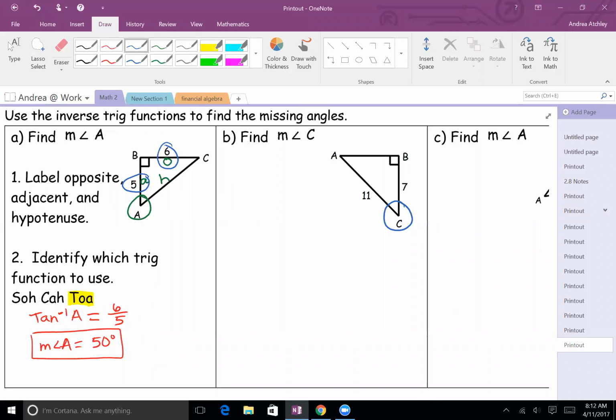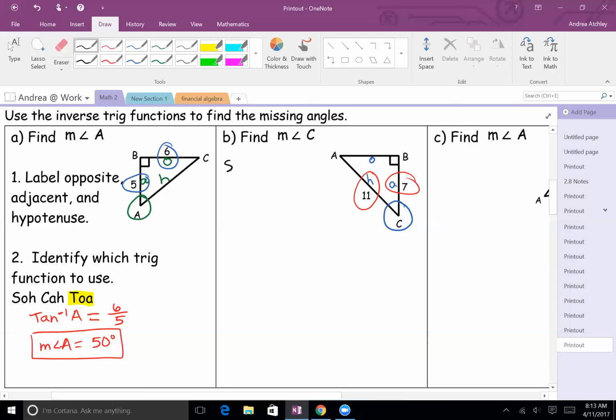Jeremy, what is the opposite of angle C? AB. This is my opposite. Kelly, what's the adjacent? BC. And so AC is the hypotenuse. I don't want to use AB because it doesn't have a number there. So I want to use the hypotenuse and the adjacent.